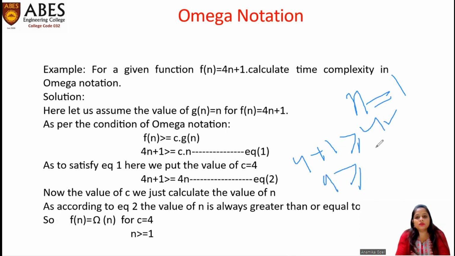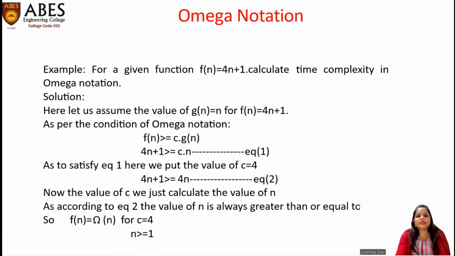For n equals 2, 4 into 2 is 8, plus 1, that is 9, which is greater than or equal to 4n, that is 4 into 2, 8. So 9 is greater than or equal to 8. Yes, the condition is again true. So we can say n is always greater than or equal to 1 for satisfying equation number 2. So here the complexity of f of n is omega of g of n for c equals 4 and n greater than or equal to 1. That is omega notation.